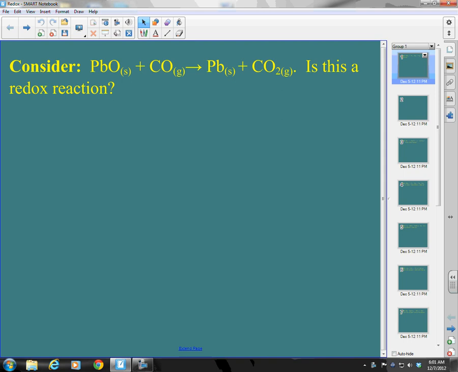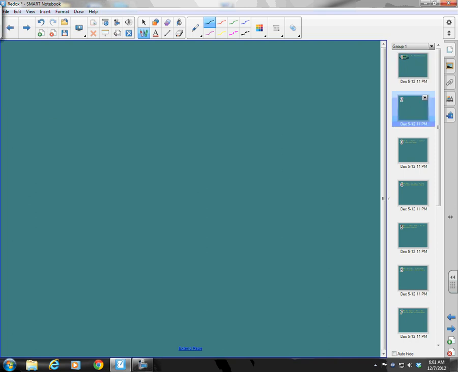We have lead(II) oxide, solid, reacting with carbon monoxide to form lead, solid, and carbon dioxide gas. Is this a redox reaction? Egads, new word, I'm not sure what to do. Of course, we have to go to notes, right?